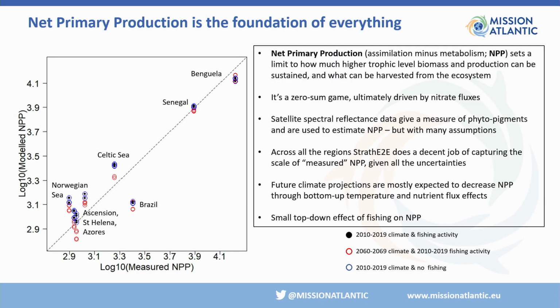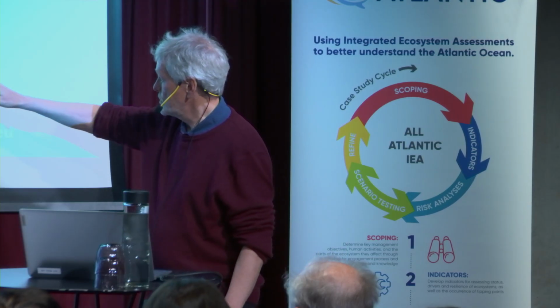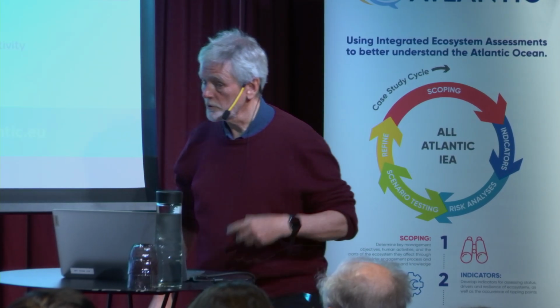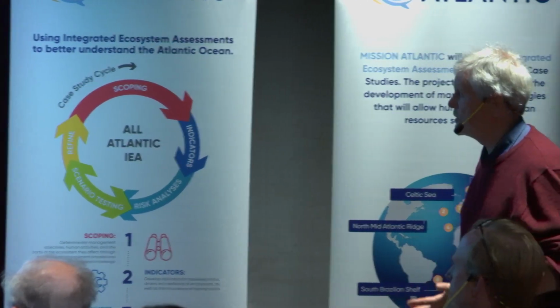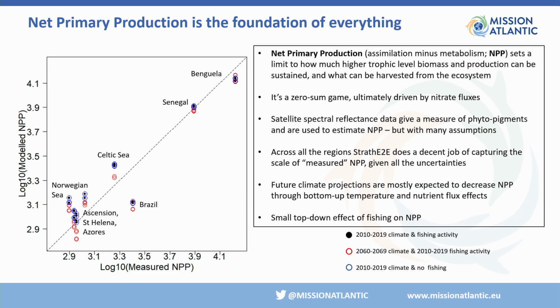And here the black dots represent 2010's climate with current fishing. That's the real world. And the red dots are 2060's climate with 2010's fishing. And the blue circles are 2010's climate with no fishing. So the red dots in general are displaced down. The blue dots are about where they started. There is, in fact, a small top-down effect of fishing on primary production in our models, a trophic cascading effect. That's why we have trophic dynamics, but it's very small.